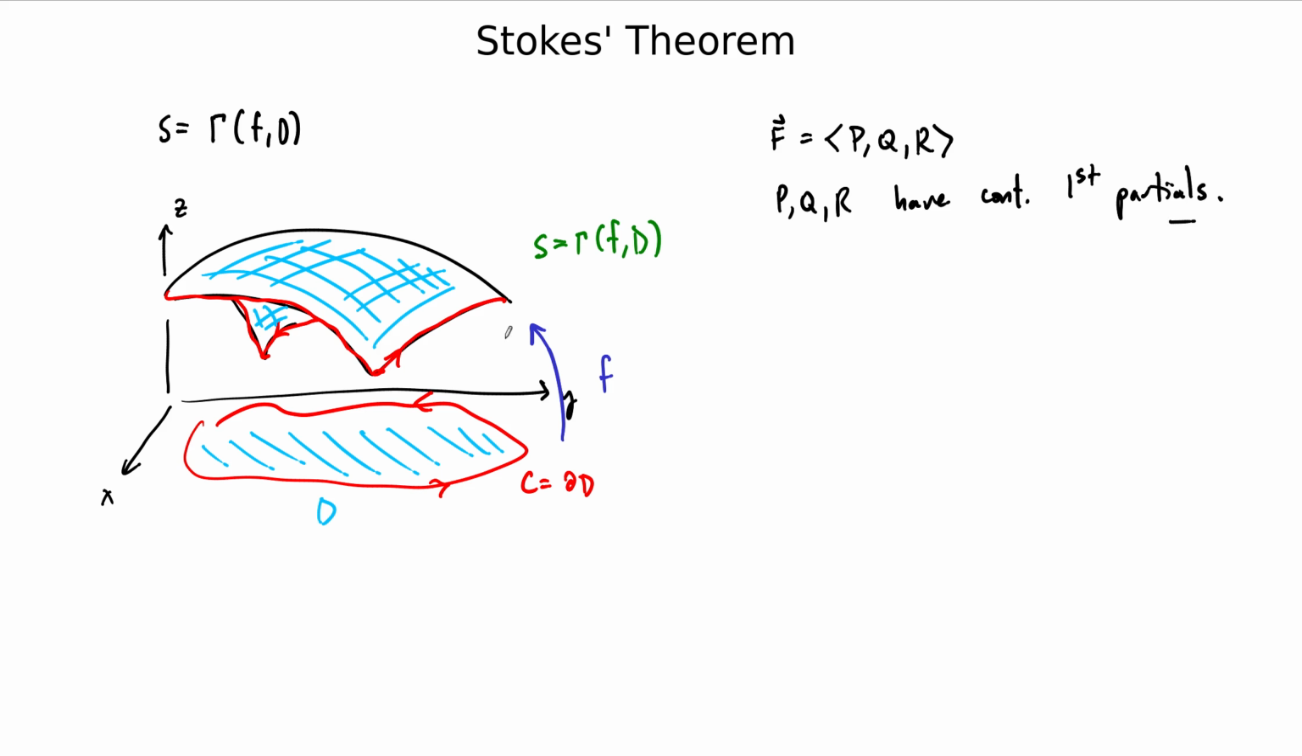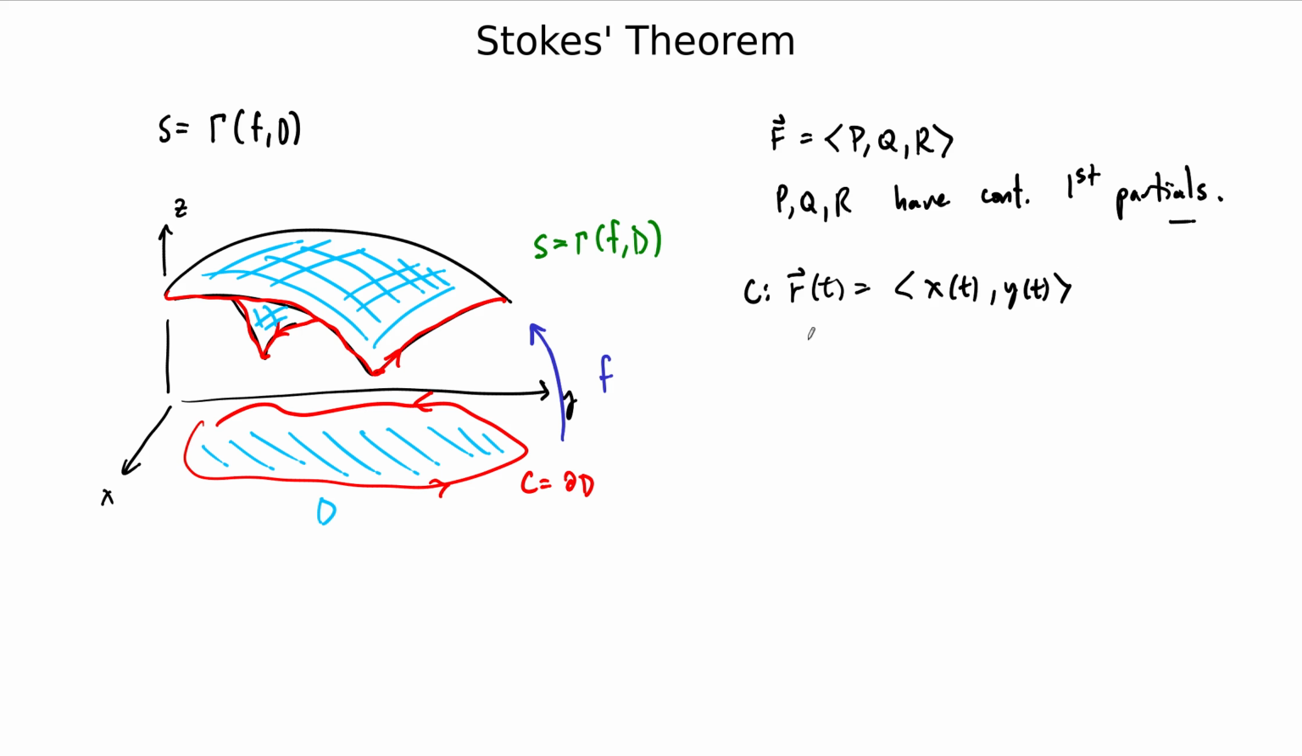Let's also assume a couple other things before we get too far into this. Let's assume that our boundary curve downstairs is parametrized. So let's say that C, the curve downstairs, is parametrized by a vector function, r of t, that gives it this proper positive orientation. So r is equal to x of t, comma, y of t, downstairs.